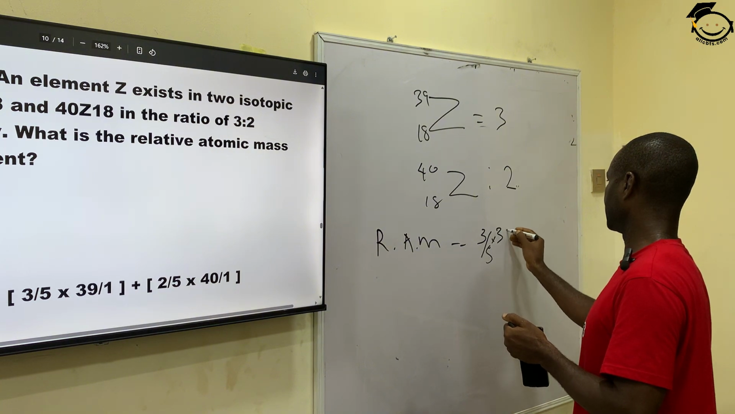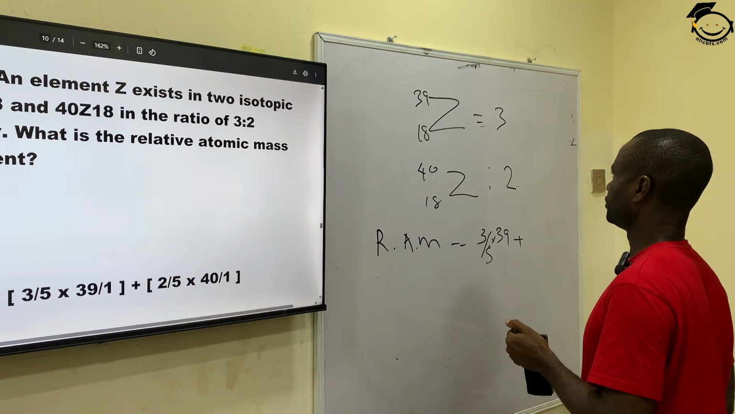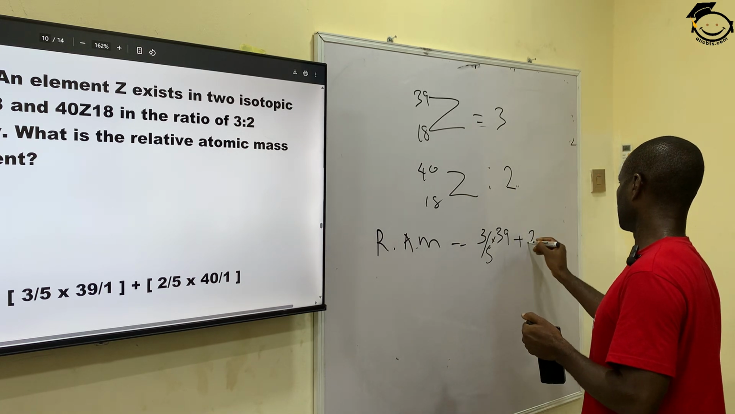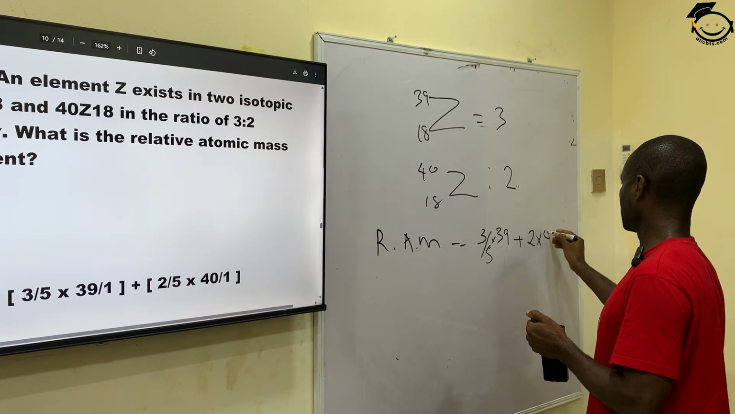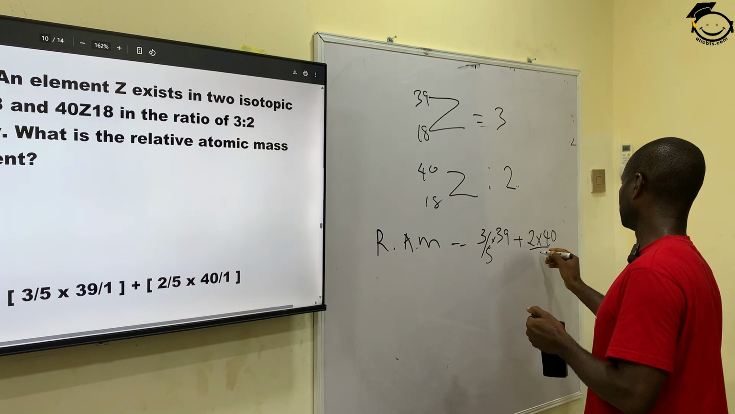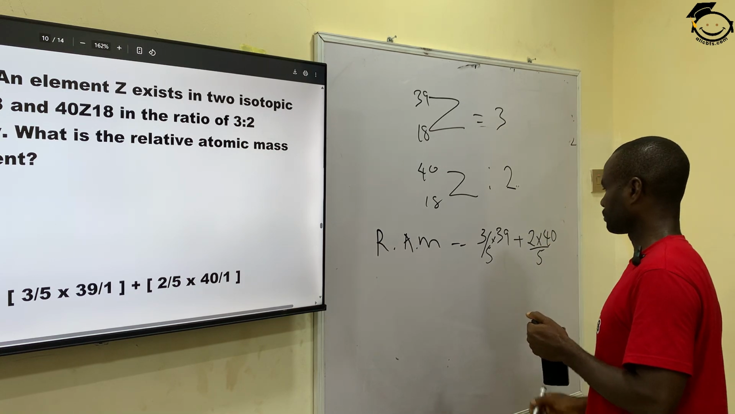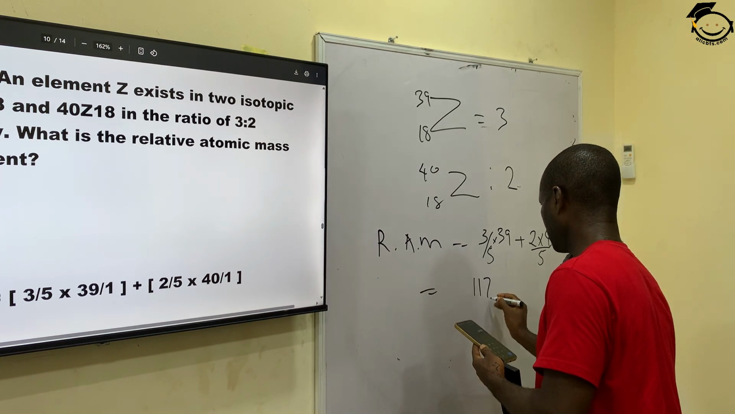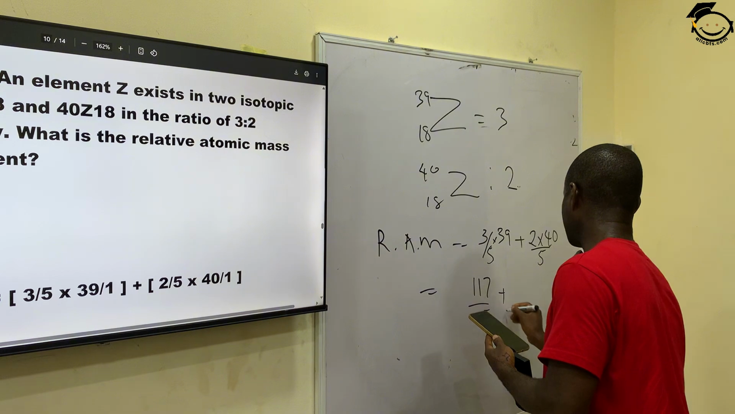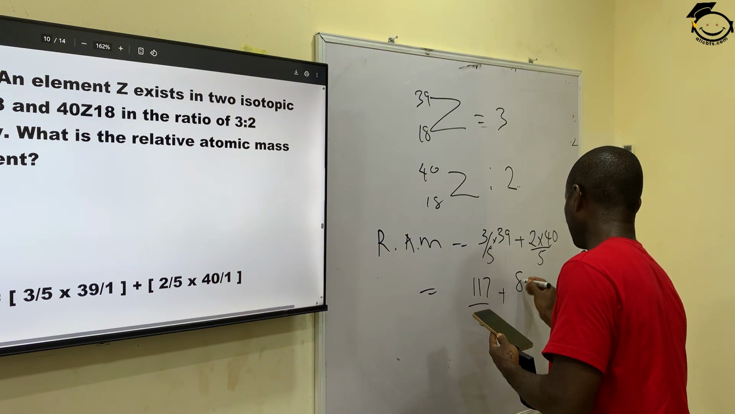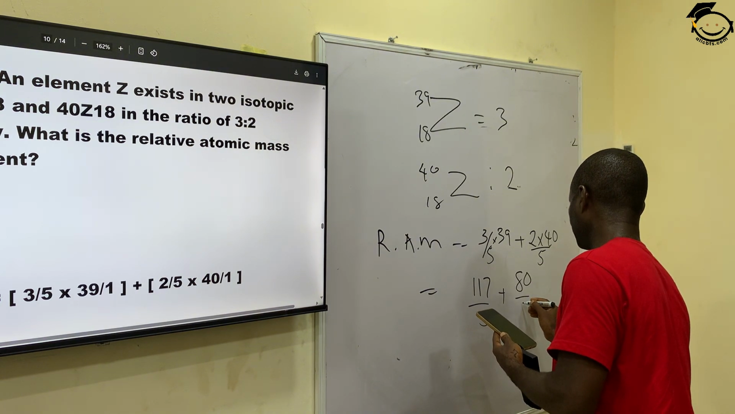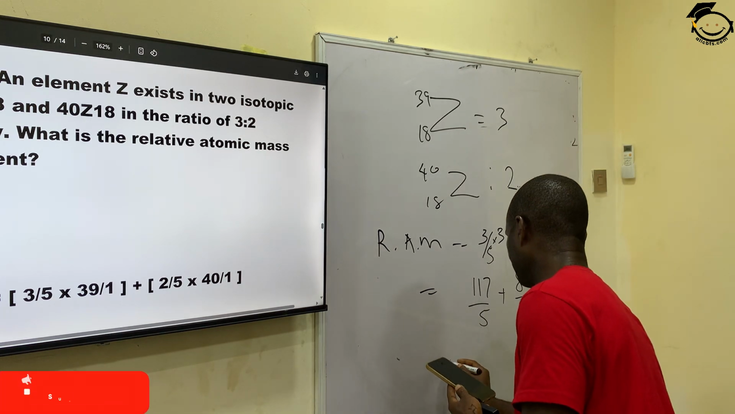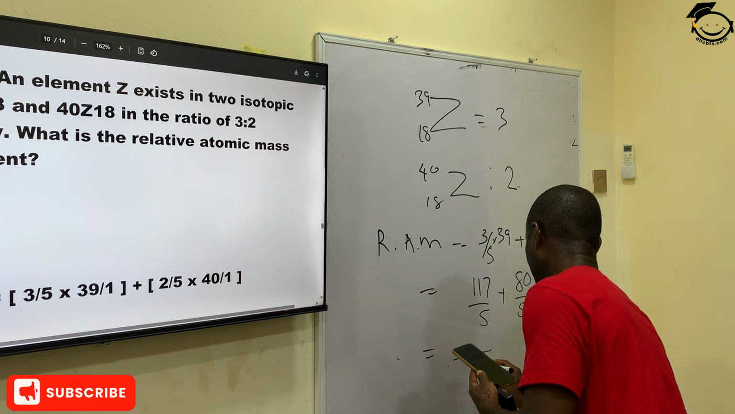39 plus 2 times 40. That is the mass over 5. In that case, 117 over 5 plus 80 over 5. Taking the average of 5, that is the LCM to be 5.